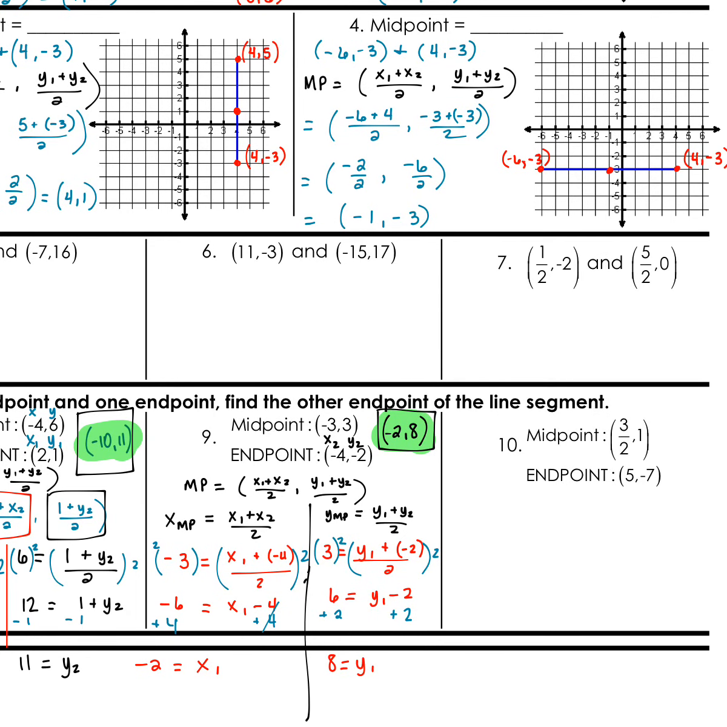And our last one, midpoint 3/2, comma 1, endpoint 5, -7. I'm just going to start with my XMP equals x1 plus x2 over 2, sorry. And my YMP equals y1 plus y2 over 2. And remember, guys, this isn't a new formula. We just modified our midpoint formula to help us solve for individual pieces.